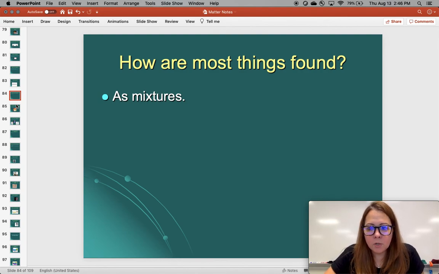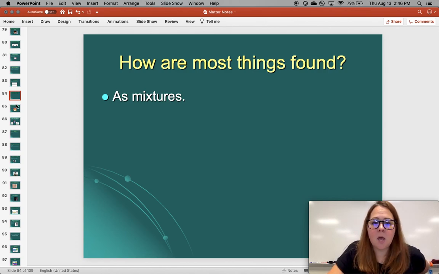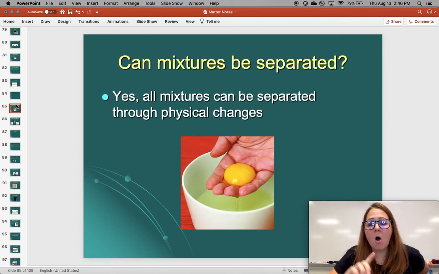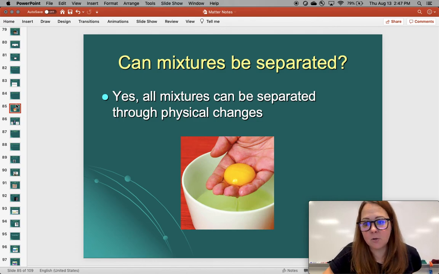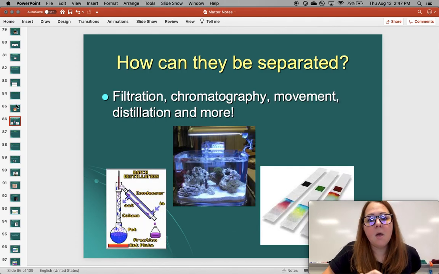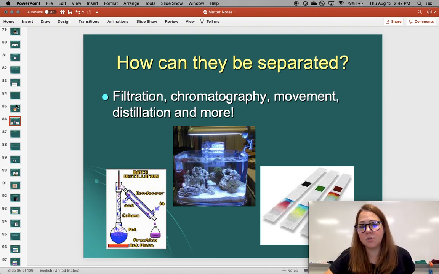So when we're looking at substances, usually you're going to find them in mixtures, which is kind of ironic because I just said that we're not going to talk about mixtures except for a little bit in the year. But most things in nature are found as a mixture. All mixtures, no matter what, can be separated by going through a physical change. There are multiple kinds of physical changes. We're not going to get into the details right now, that's second semester.